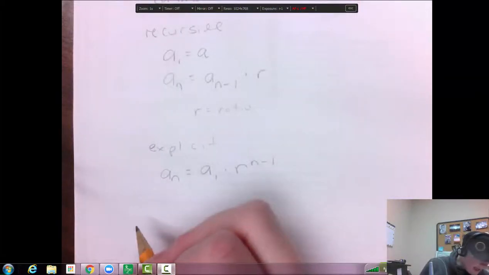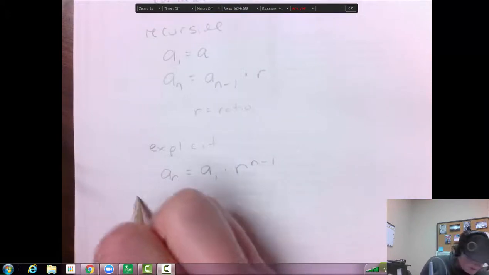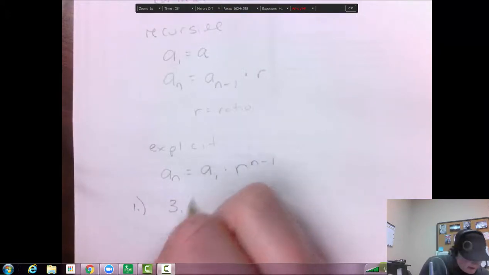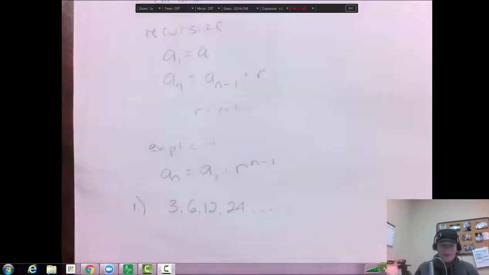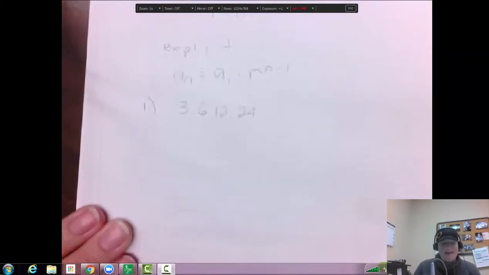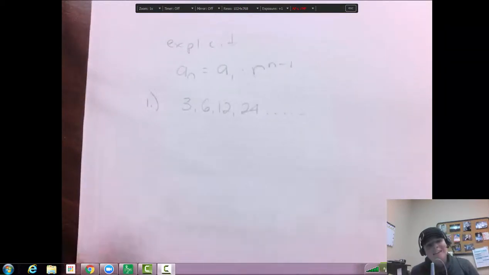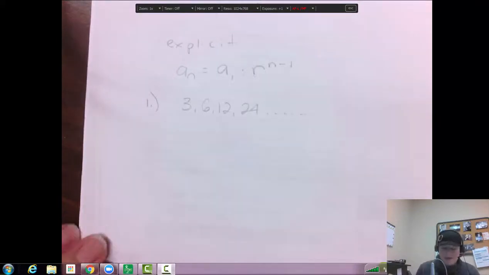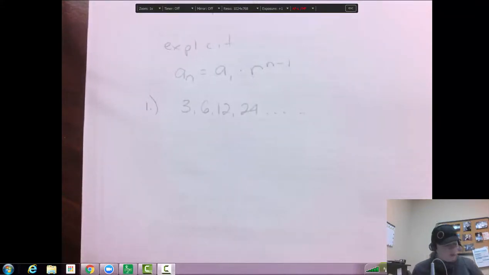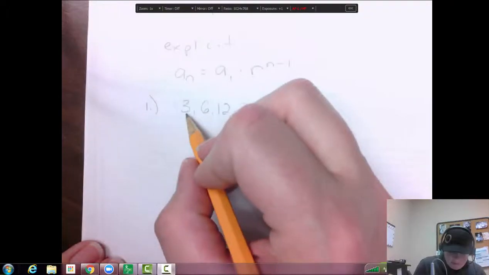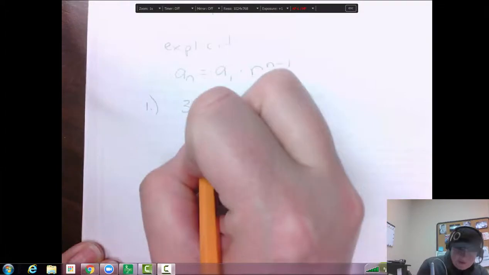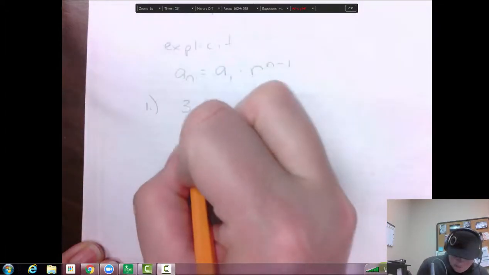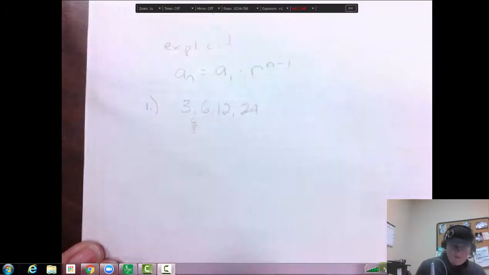So let's look at an example. What if I have 3, 6, 12, 24, and 48? First of all, is it geometric? We'll be asked that on a couple questions in your homework. So you go, okay, what is my common ratio? The way we look at the ratios is we take the term and divide it by the term before it. So 6 divided by 3, which we can see is 2.